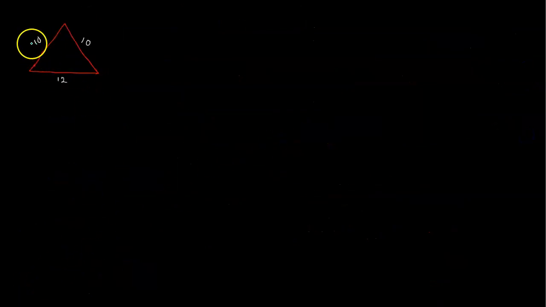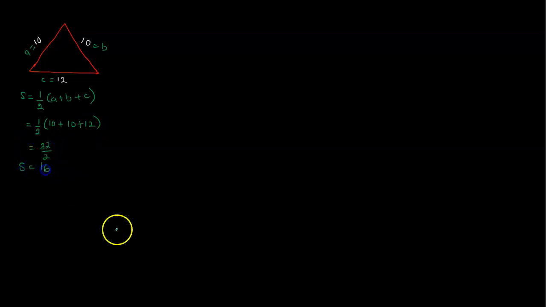Having obtained the values of a, b, and c, I can go ahead to obtain the value of s, which is 1/2 a plus b plus c. So if this is a, this is b, and this is c, then s is just going to be 1/2 times 10 plus 10 plus 12. 10 plus 10 is 20, plus 12 is 32. 32 over 2 is 16.